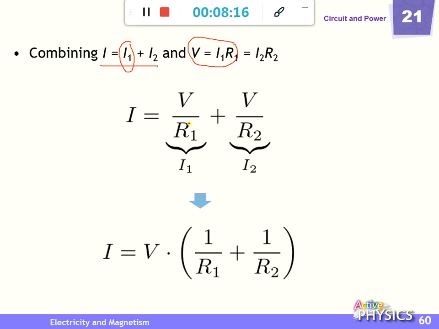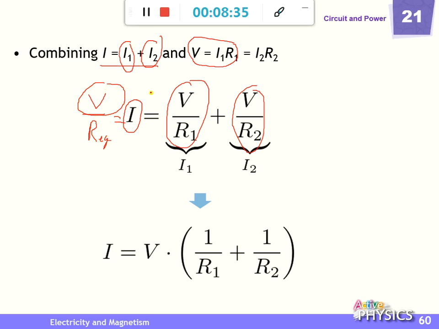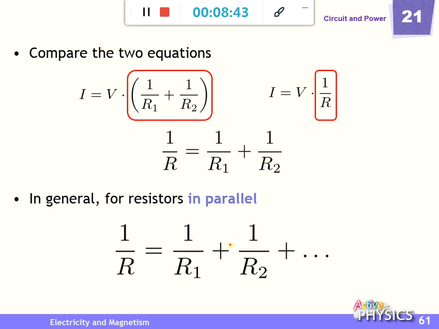I1 should be V over R1 here. For I2, it should be V over R2. And what's I? I should be V over R, and R is R equivalent. Then you can see that the common V, the total potential difference, should be the common factor. You can cancel it. Lastly, you can get this one.